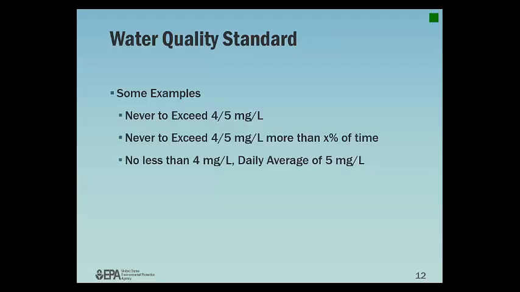Another one is no less than 4, but you must maintain a daily average of 5 milligrams per liter. And then one that's becoming more prevalent now is actually developing a water quality standard for dissolved oxygen that maintains a certain level of oxygen saturation in the water column, and that would be maintained throughout the night cycle.